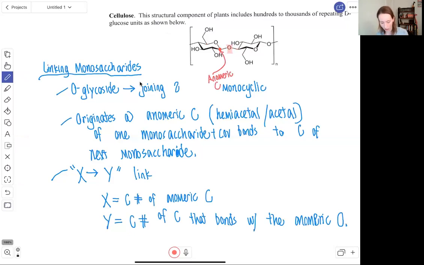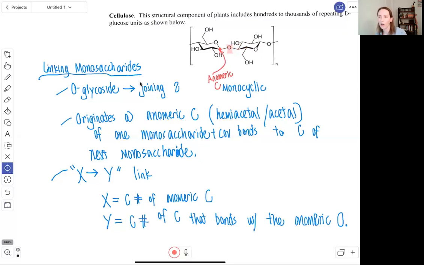You'll notice that the carbon on the other side, the carbon that is linked to, is not an anomeric carbon, because this carbon is only directly part of this linkage to the other molecule. It doesn't have an additional link in the ring here to an oxygen atom. So this is not an anomeric carbon.